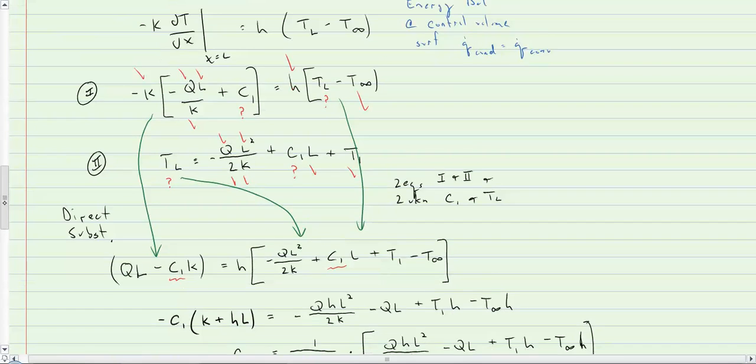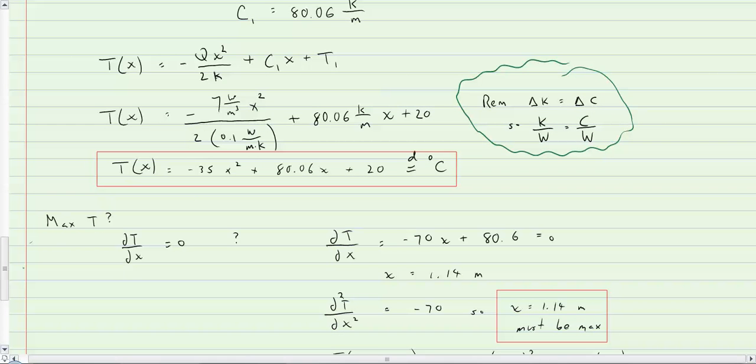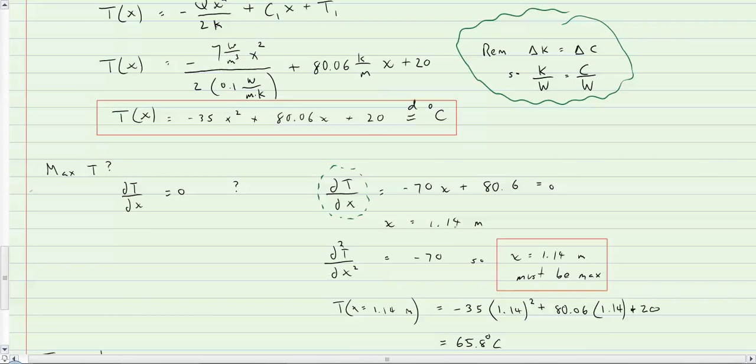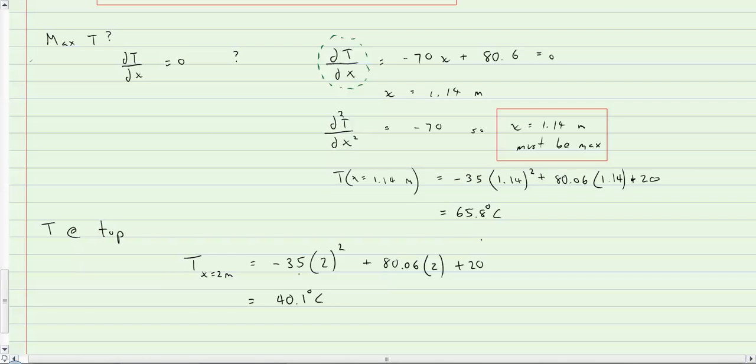So how would we calculate the max temperature? Well, fortunately, we'll also go back. We've done some integration. Now we're going to do an evaluation for a maximum. If we recall once again from calculus, a zero of the first derivative with respect to x represents a max or a min, so we solve for it here. It's a value of x equal to 1.14. Since the second derivative is always negative, 1.14 must be a maximum. When we put that 1.14 into the boxed equation for T of x, we come up with a maximum temperature of 65.8 degrees Celsius. At the top, we've been given 2 meters. We find that it's 40.1 degrees Celsius.